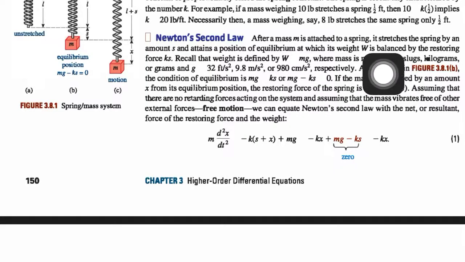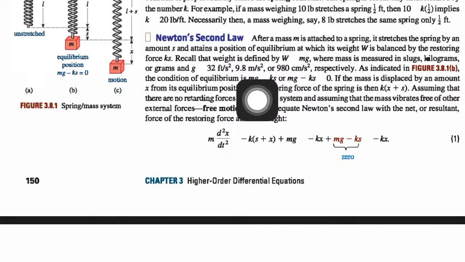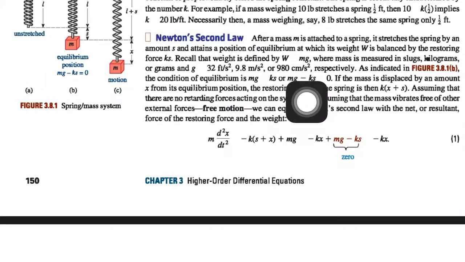Further, as indicated in the figure, the condition of equilibrium is mg equals ks. As we mentioned here, the weight is equal to the restoring force. So the weight is here equal to mg. So mg equals ks, or mg minus ks equals 0. So this is the equilibrium position of that spring.